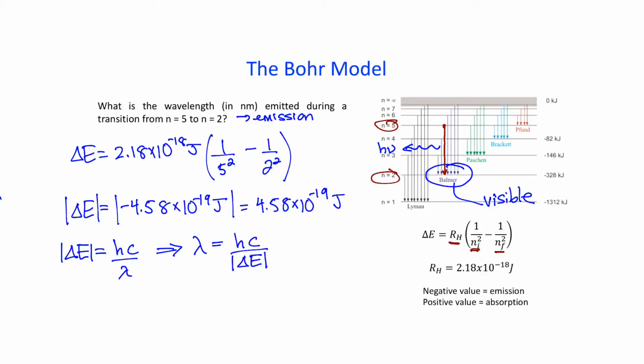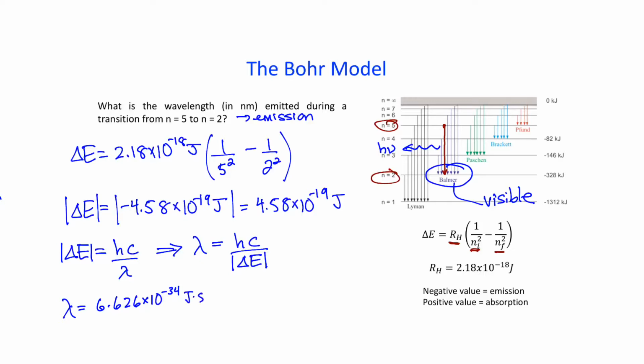Okay, so we have an expression to solve here. We have a couple of constants up top. We've got Planck's constant, we have c, which is the speed of light, that we already know, and we've already just calculated our delta E. So that's our 4.58 times 10 to the minus 19 joules. So we're in business. Now we can calculate our wavelength. Lambda equals, plug in your values.